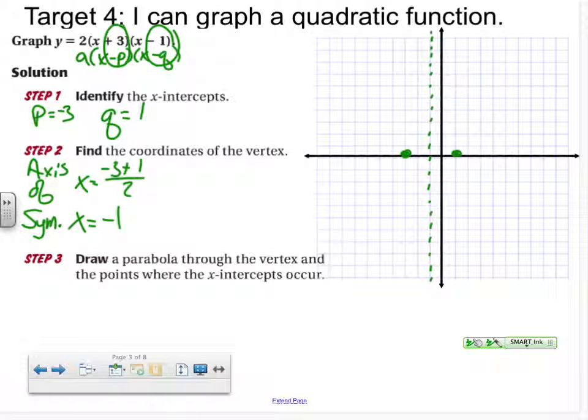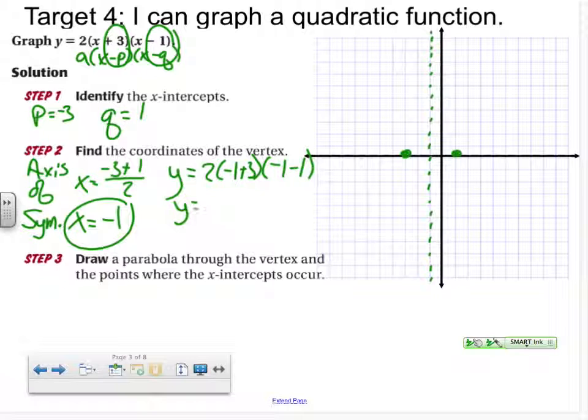Once I know that, I can plug negative 1 in to find my vertex. So y equals 2 times negative 1 plus 3 times negative 1 minus 1. All right, clean that up. We got 2 times 2 times negative 2. So my vertex, the y value, is negative 8. My vertex is at negative 1, negative 8.